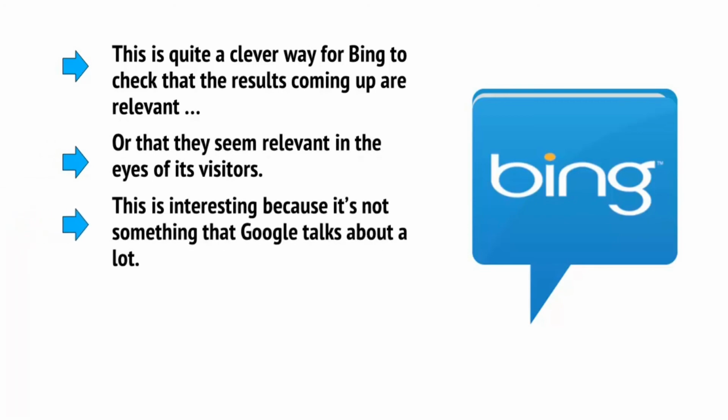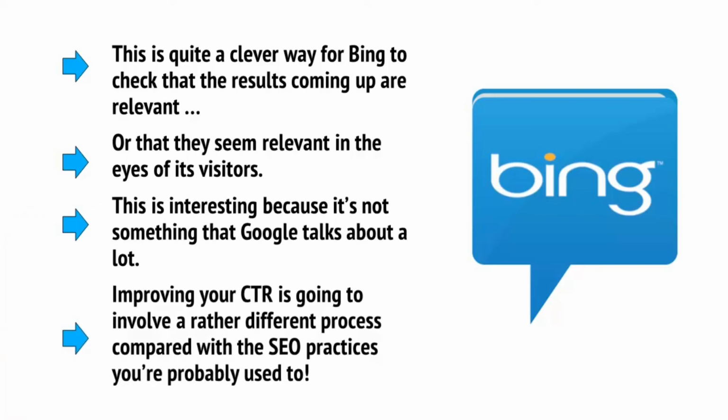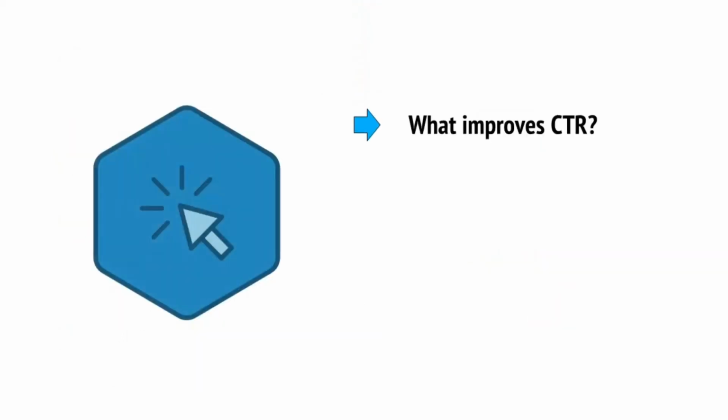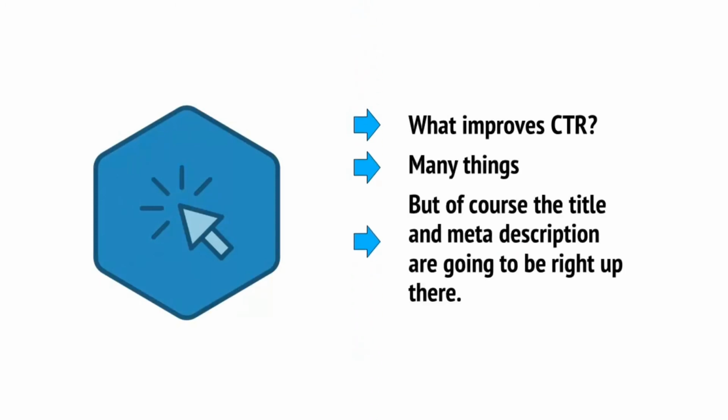This is interesting because it's not something that Google talks a lot about, and improving your CTR is going to involve a rather different process compared with the SEO practices you're probably used to. What improves CTR? Well, many things, but of course the title and the meta description are going to be right up there. Think about what will be interesting for someone who is searching for the key phrase that you're trying to rank for. Make sure there is a direct connection here and have all the signals pointing to the same topic. And learn how to write engaging titles and descriptions.